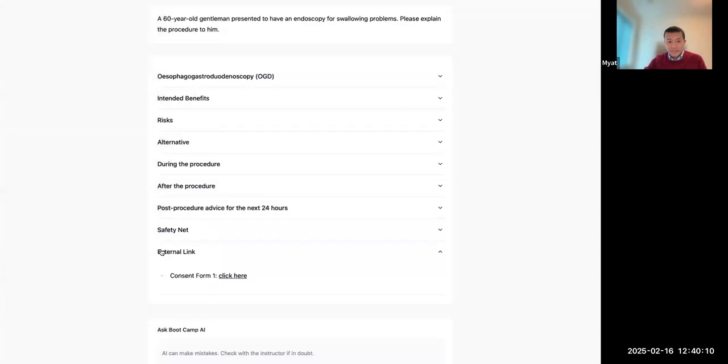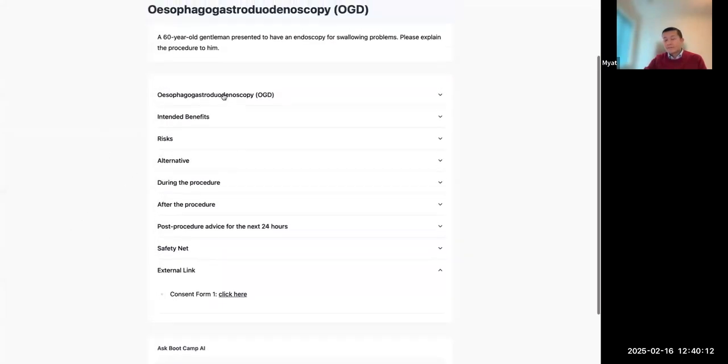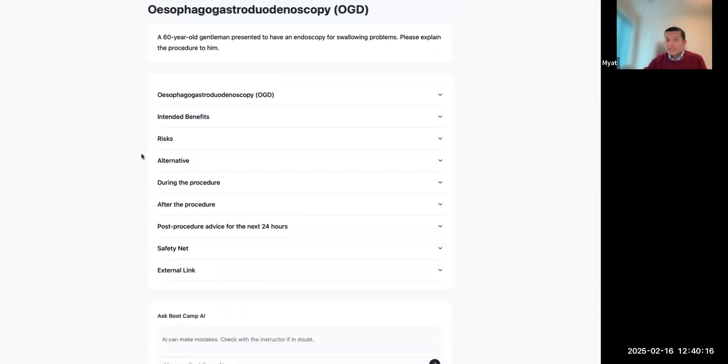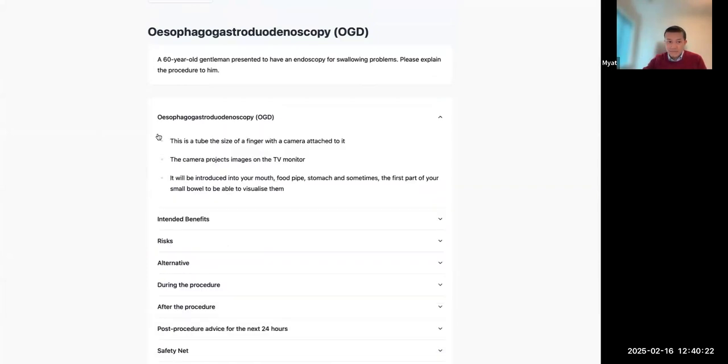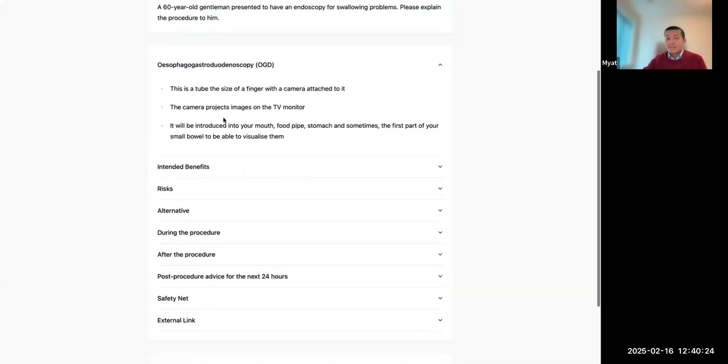So let's go back to here. So first of all, we're going to start by explaining the procedure. And an important thing for you to note is you cannot use medical jargon. You have to use layman's terms completely. So OGD, it's a tube the size of a finger with a camera attached to it, and the camera projects images onto the TV monitor, and it will be introduced into your mouth, food pipe, stomach, and sometimes the first part of your small bowel to visualize them.